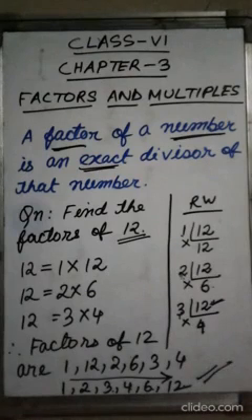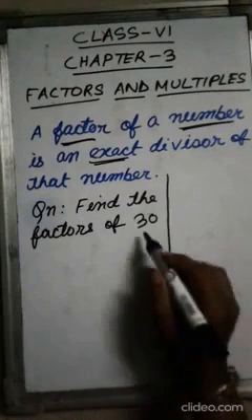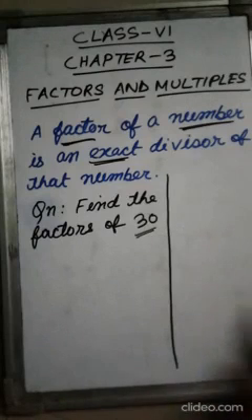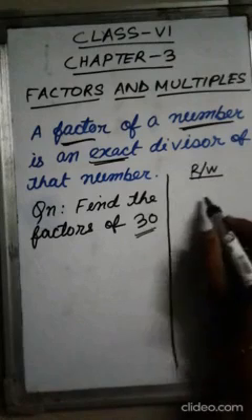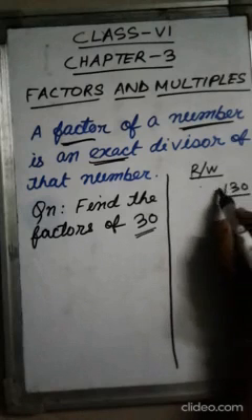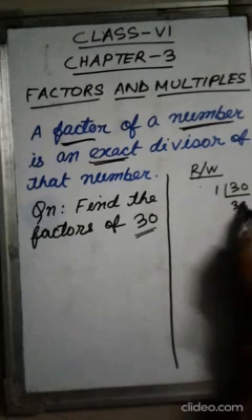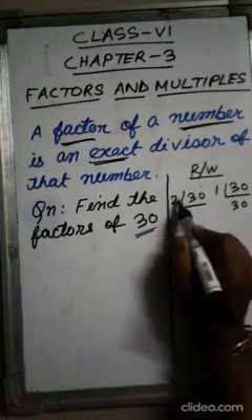This way you have to find. Now we shall see another example. Find the factors of 30. How to find the factors of 30? Rough work area. 30, if you divide by 1, you get 30. Again, we shall check 30 by 2.